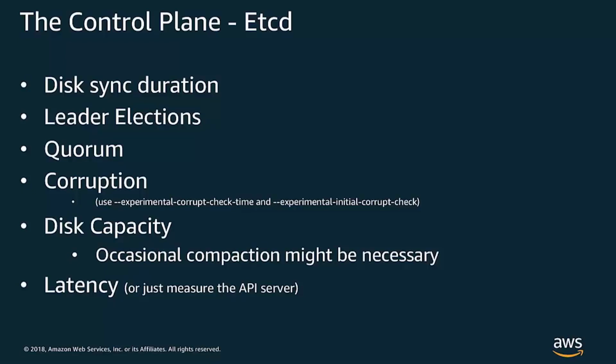You might want to start etcd with the experimental corrupt check flags, because that'll help you avoid disk corruption. It is possible that if you don't use these, etcd will start with corrupt data and then start sending it out to the other instances, and your whole cluster will then have corrupt data. So you definitely want to avoid that. So again, latency, I would just measure the API server, but you do want to measure disk capacity, and occasional compaction might be necessary depending on your usage of etcd.